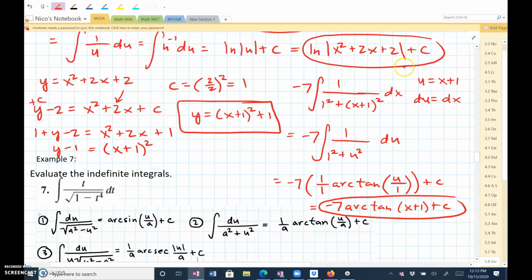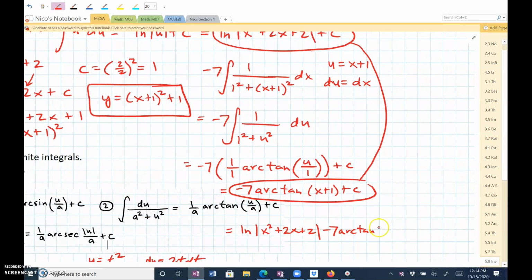Now I need to take this guy and this guy and put them together, so my final answer would be the natural log of the absolute value of x squared plus 2x plus 2, minus 7 arc tangent of x plus 1, plus c.